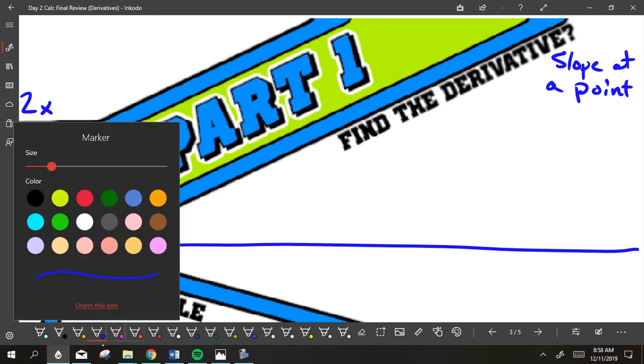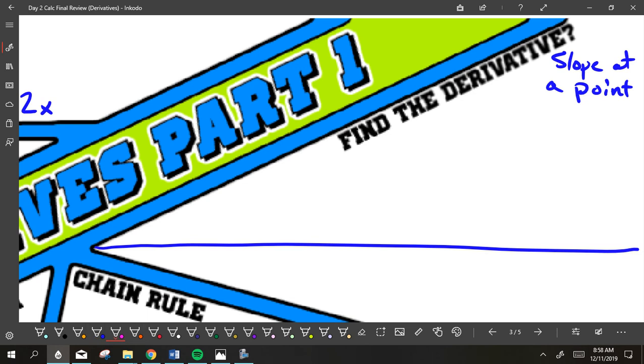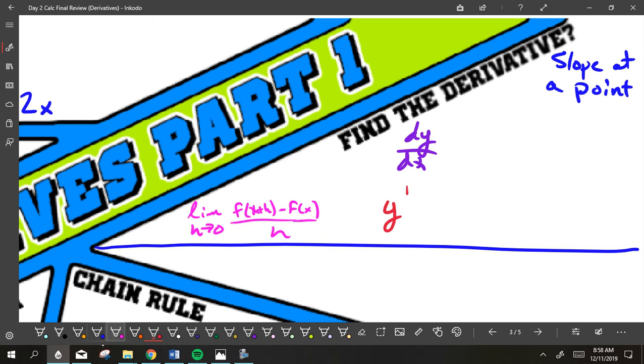Allie, what else you got for us? Ooh, the fancy one. The limit as h approaches 0 of f of x plus h minus f of x all over h. That is the limit definition of a derivative. Good. Don't forget that that just is a fancy way to say find the derivative. Skylar, what else you got for us? dy over dx. That is another way of saying find the derivative. Parker, what else you got for us? Y prime, wonderful choice. Y prime is another way of saying find the derivative.